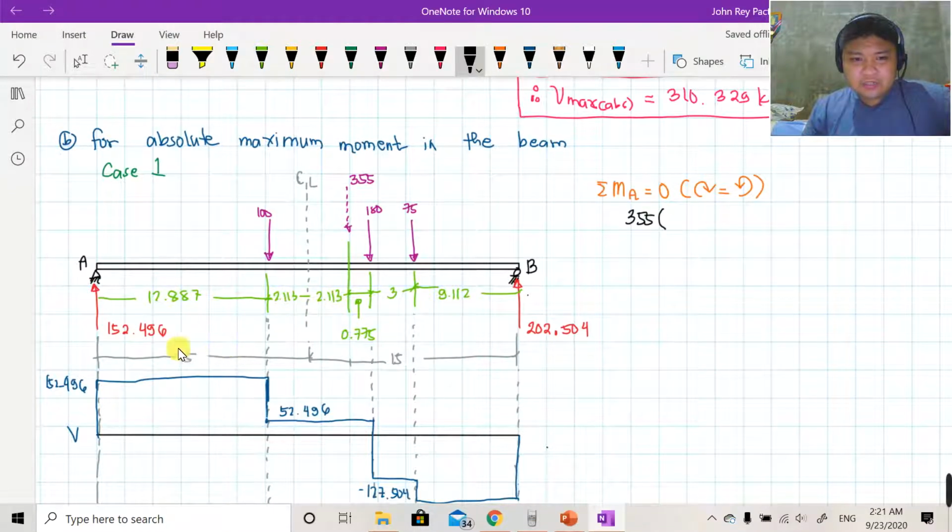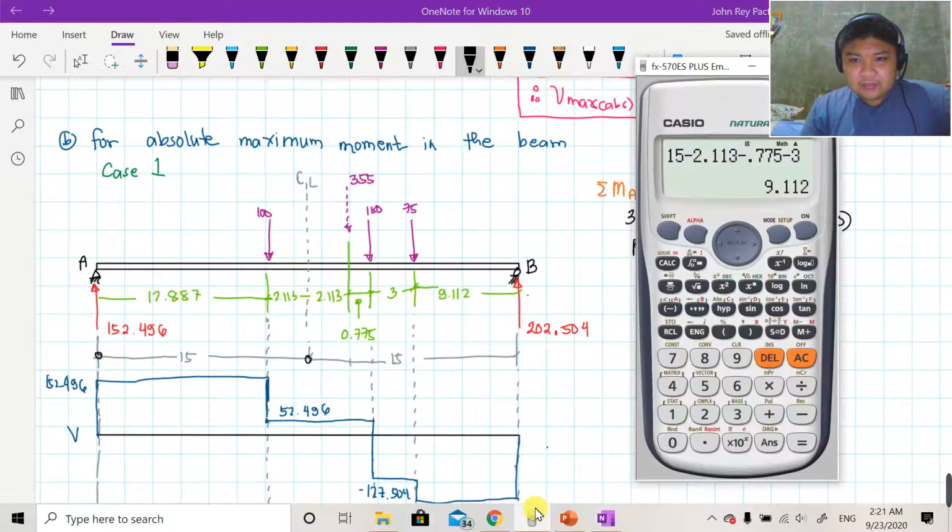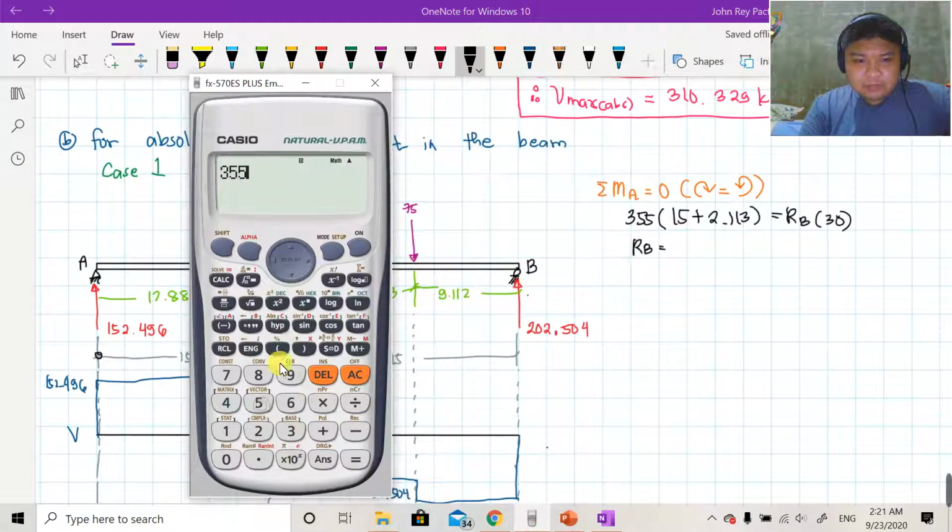Pero in general, ganito lang yan. Di ba ito nga ay 15? Baka nalilito kayo. Simula dito hanggang sa center line ay 15, class, plus 2.113. So, yun yung ilalagay ko: 15 plus 2.113. Ang counterclockwise is RB. Siyempre, multiply mo lang ng 30. So, therefore, ang RB natin dito, class, is equal to 355 times 15 plus 2.113, divided by 30, ay 202.504 kilonewton.